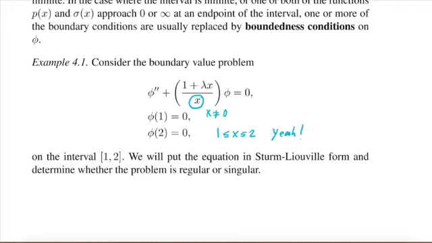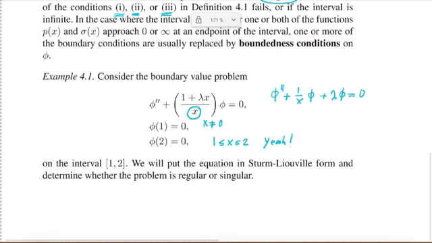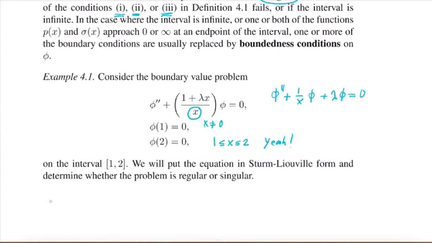Now let's see if this is a Sturm-Liouville problem. So let's put it in Sturm-Liouville form by just multiplying out the bracket. So this is phi double prime plus 1 over x phi plus lambda phi is equal to 0. Now I like to compare this to the general Sturm-Liouville problem from above. So let me write down the general form of the Sturm-Liouville problem here below. It was (p phi prime) prime plus (q plus lambda sigma) phi is 0. Just the equation. Okay, then we can compare.